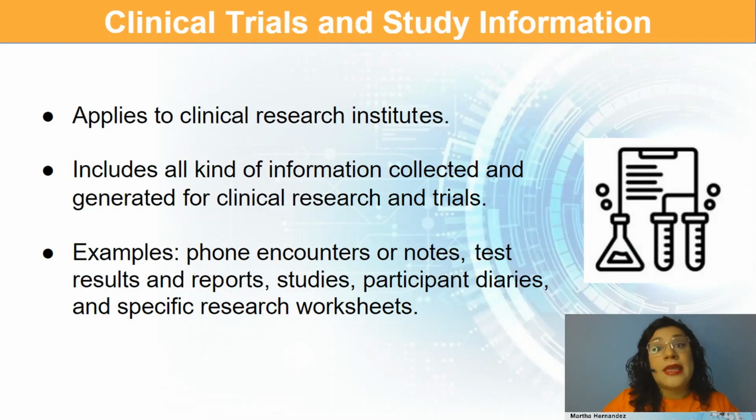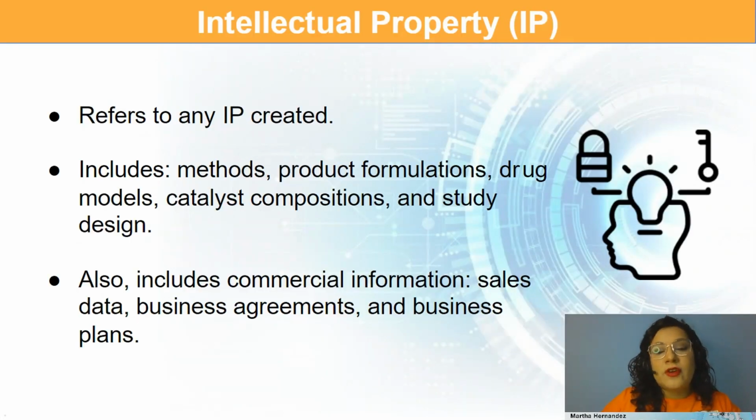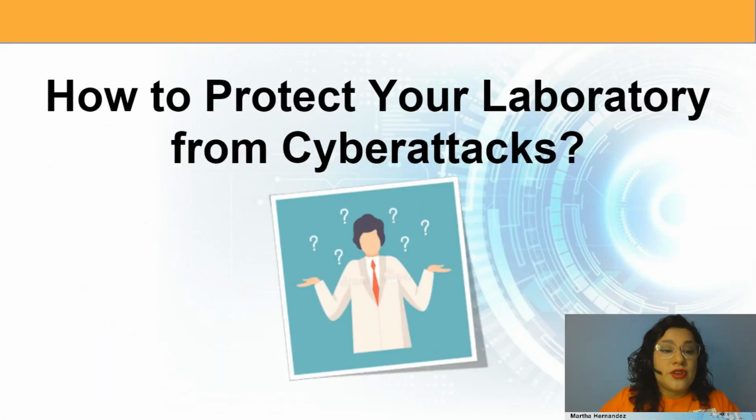And next will be the intellectual property. This refers to any IP created. This includes all the methods or product formulations or drug models, catalyst compositions, or any study design that is developed in the laboratory. It also includes the commercial information for sales data, business agreements, and business plans. So how to protect your laboratory from cyber attacks, how to protect this essential information that you have in your laboratory?